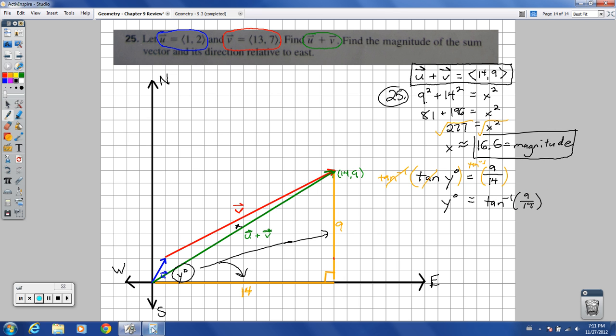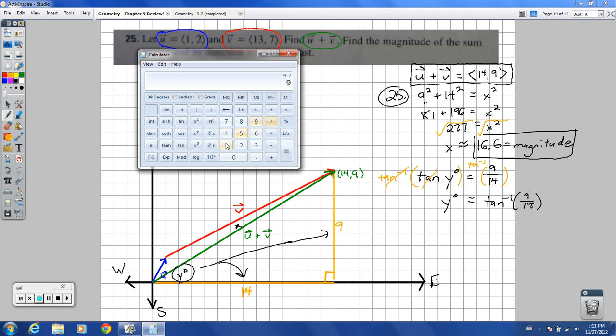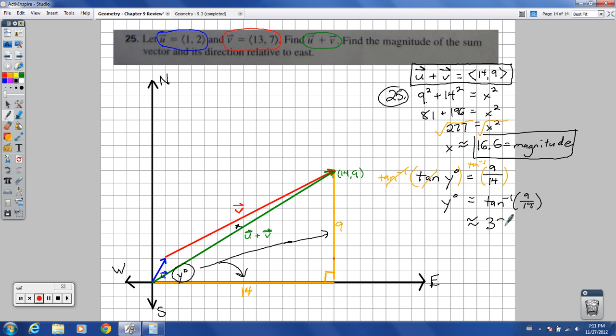And so let's plug that into a calculator and see what we get. 9 divided by 14 is this. Take the inverse tangent of that, and you have about 32.7 degrees. And this is degrees north. So here's north, you're going kind of up in a sense, 32.7 degrees north of east. So the best way to write that would be like this: 32.7 degrees N of E, standing for north of east. So hopefully you found that extremely helpful in your preparation for the test.